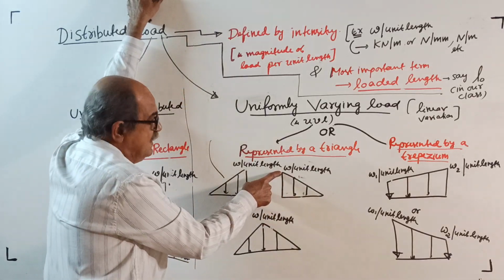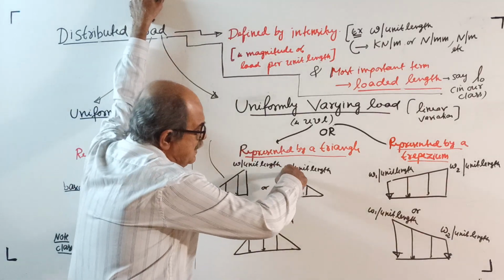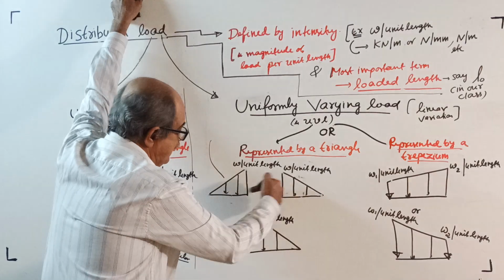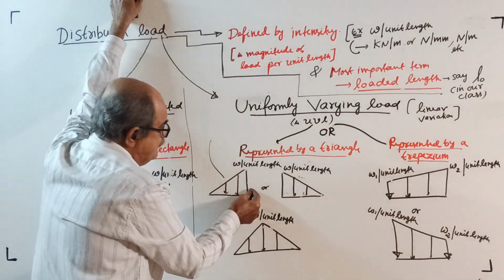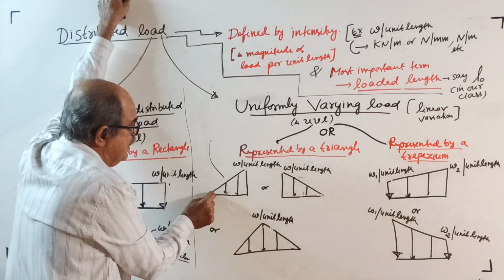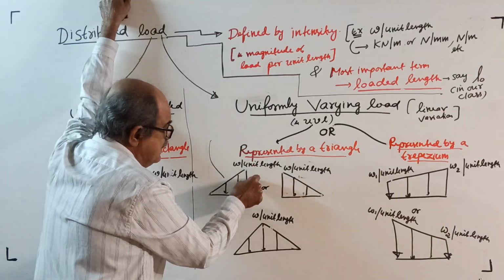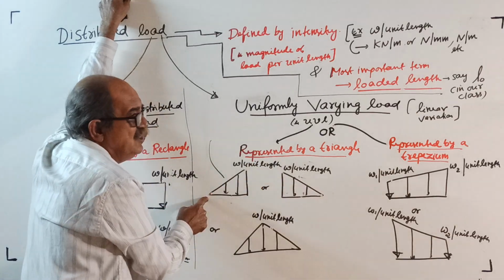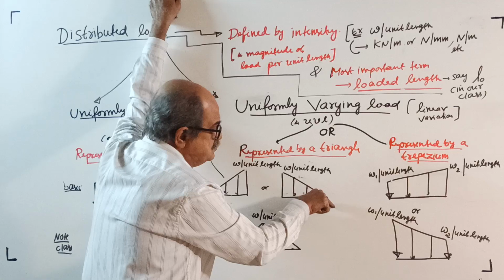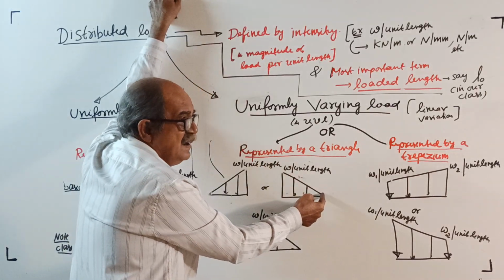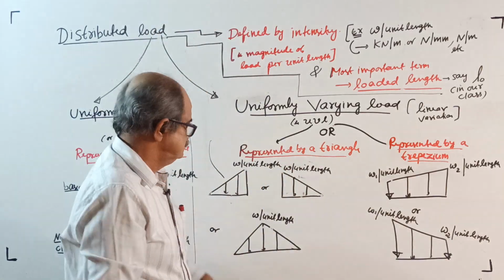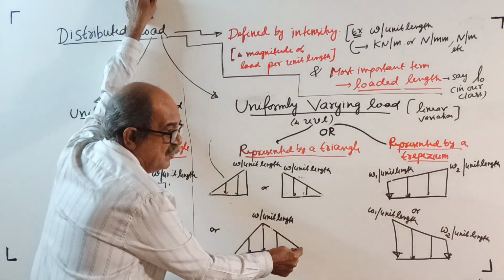Or here, left side maximum w per unit length, which linearly reduces to 0 at the right end. Or you can tell from this side: if you define from this side, right side maximum, left side 0, linearly increases to maximum at right end, or right side maximum linearly decreases to 0 at left end. Left side maximum linearly reduces to 0 at right end, or right end 0 linearly increases to w maximum at left end.